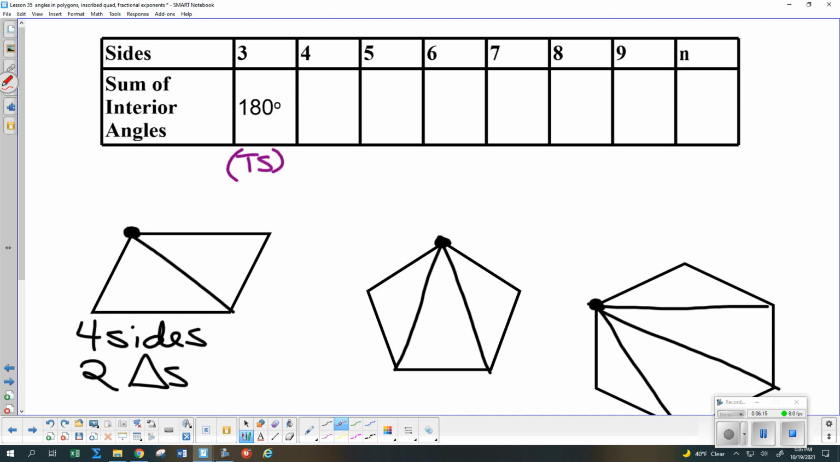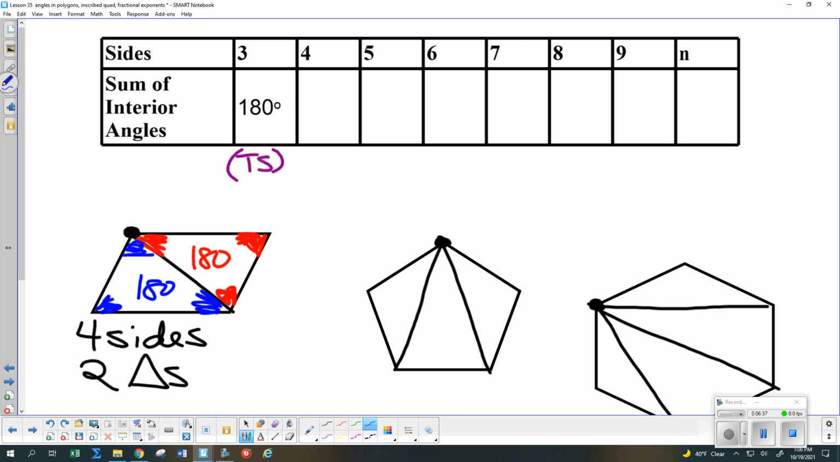So let me color those in. And this triangle, I know that these 3 that I've just shaded in red have to add up to how much? 180. Okay, let me color in the angles in the other triangle. What do these blue angles have to add up to?